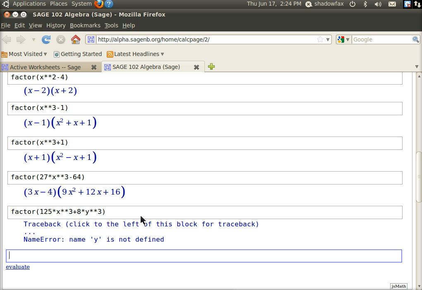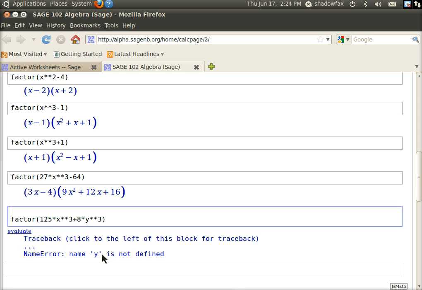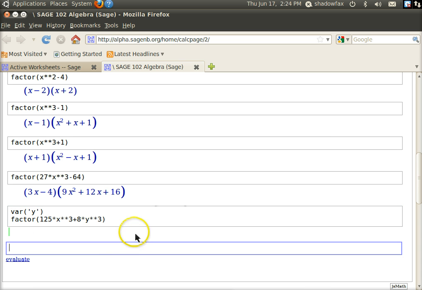And we're going to get an error. The thing is, you can use any variable numerically, but algebraically only x is defined as an algebraic variable. If you want to use y algebraically as a symbolic variable, you have to define it that way. Var, like this, var, quote, y. Now let's see if that works.